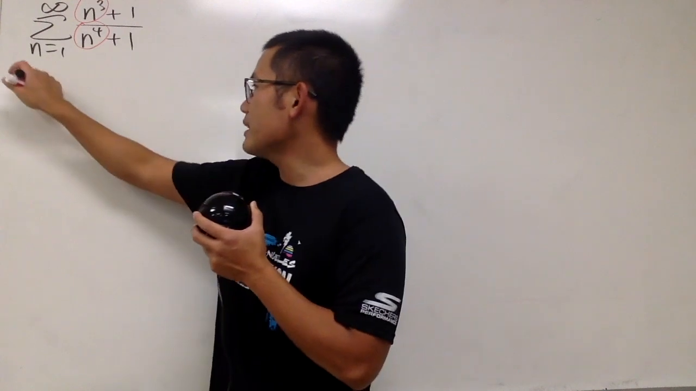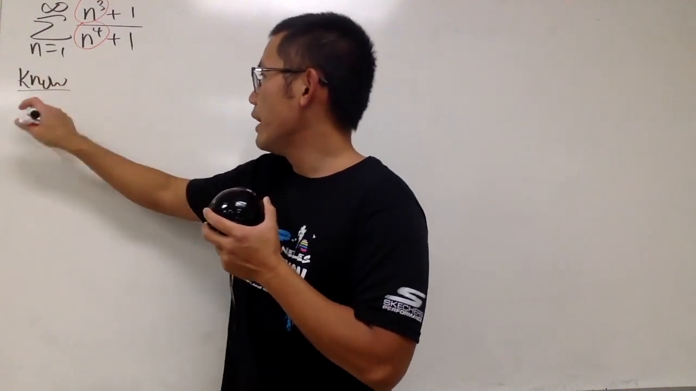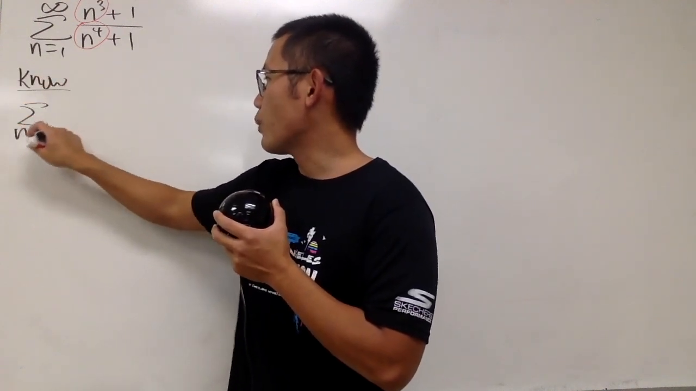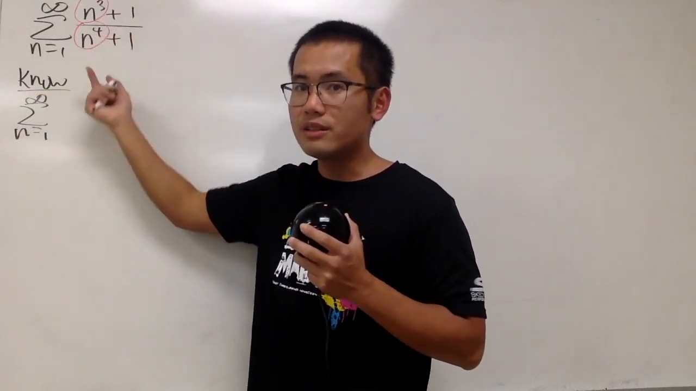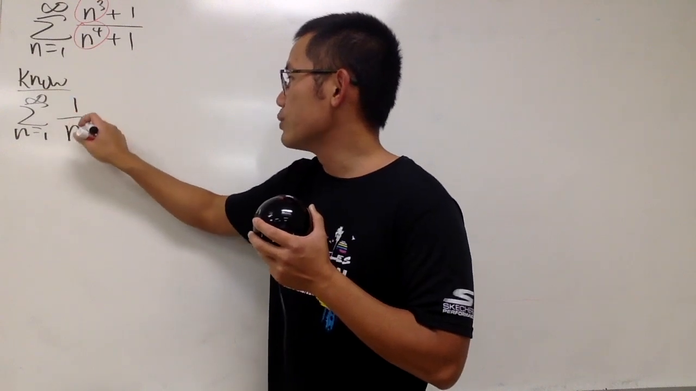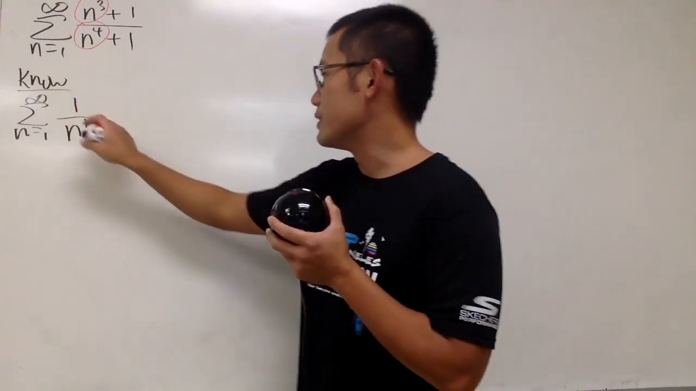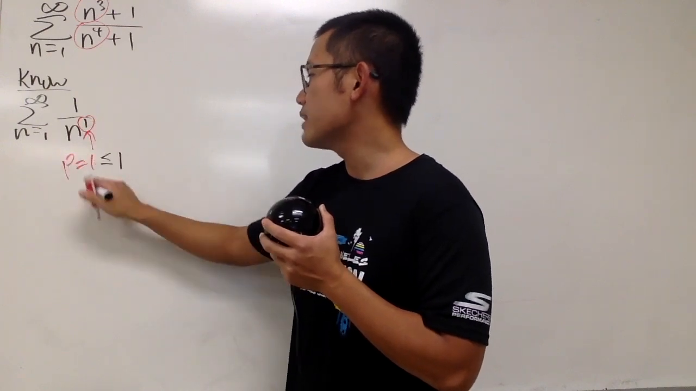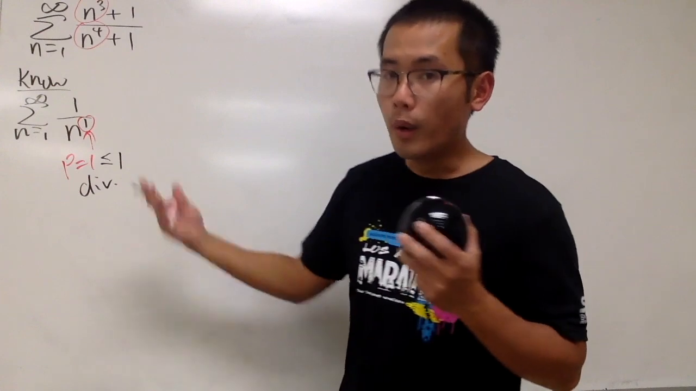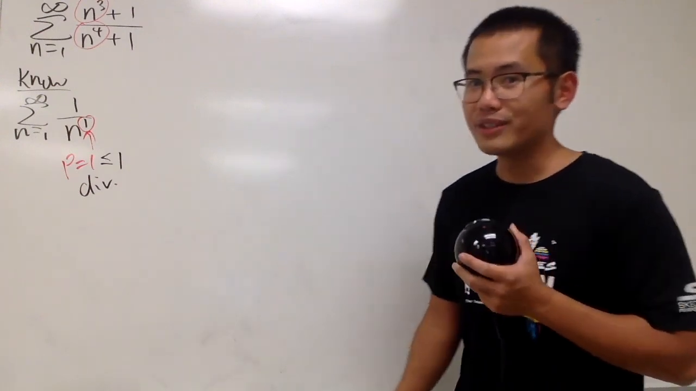So let's go ahead and do that, and let me write down what we know. And that's just the series as n goes from 1 to infinity. n to the third power over n to the fourth power is just going to be 1 over n to the first power. With this being done, we know that p is equal to 1, which is less than or equal to 1, and this right here diverges. Or you can also say the harmonic series diverges.